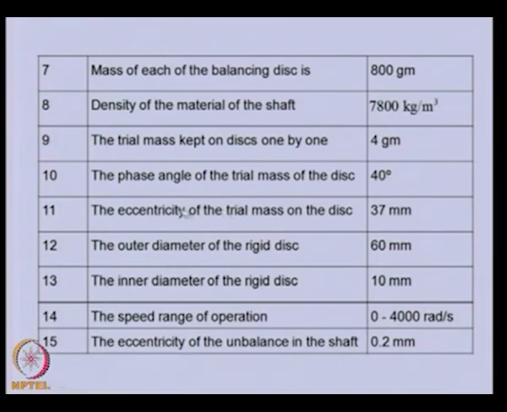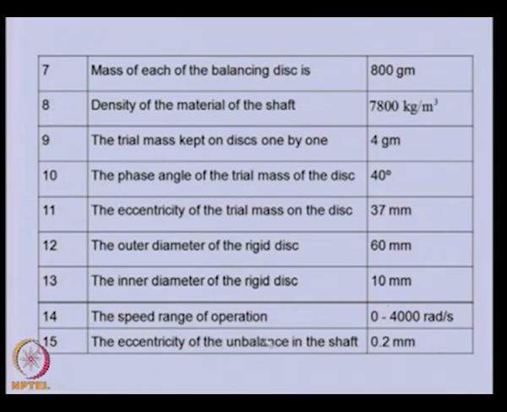This is the eccentricity of the trial mass on disc 2. This is basically the radial position of the trial mass, because we need to keep it at a certain radial position. So, that is what we are calling the eccentricity, and these are the other geometry of the shaft. The speed range of operation is up to 4000 radians per second, and in this range the third or fourth critical speed of the rotor system may fall, but we will aim only to balance the rotor up to the second critical speed.